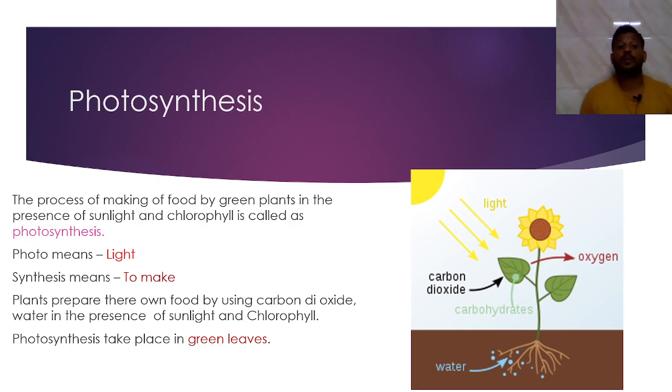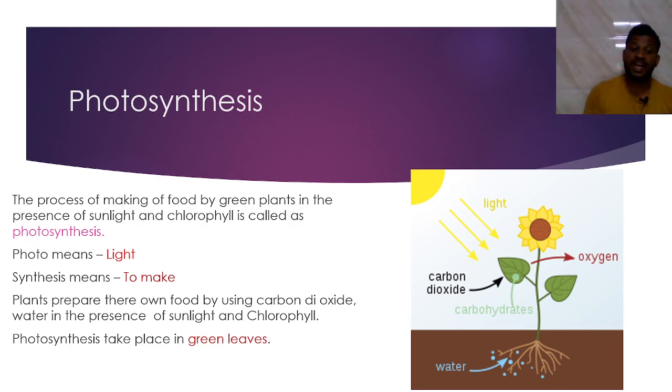We can say the process of making food by green plants in the presence of sunlight and chlorophyll is called the photosynthesis process. It means if the plant has to prepare its own food, the plant needs some materials or some substances to prepare its own food.